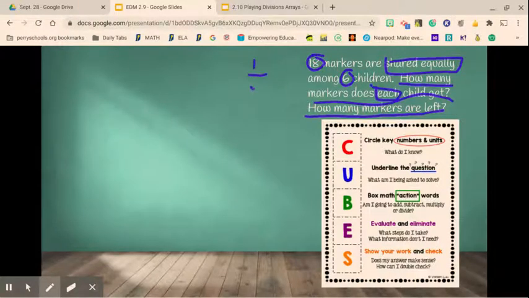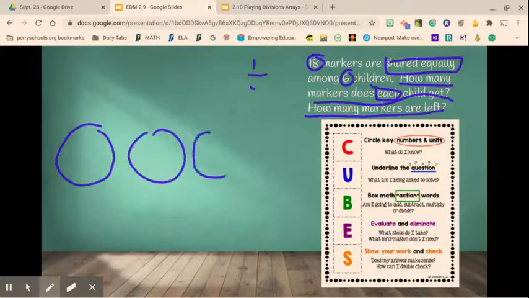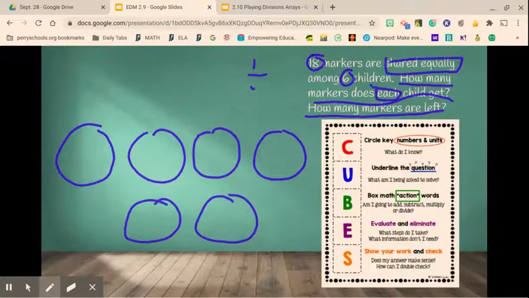So it says 18 markers are shared equally among 6 children. Well, this time I know how many children there are, so I'm going to draw 6. 1, 2, 3, 4, 5, 6. And there's 18 that I have to share equally, so I'm going to do it one at a time. 1, 2, 3, 4, 5, 6, 7, 8, 9, 10, 11, 12.